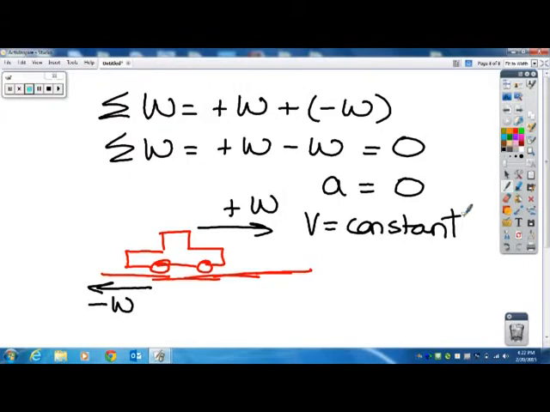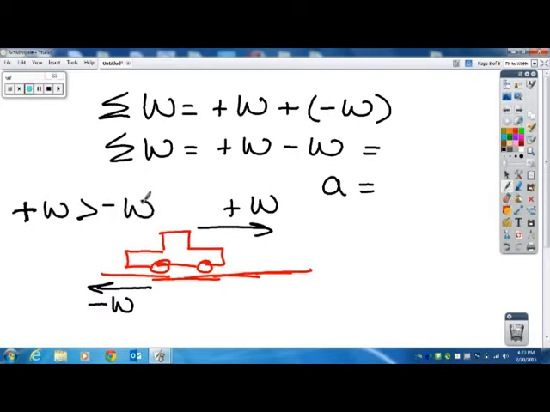However, if the positive work is greater than the negative work, if the positive work, the energy that's being given to the system, is greater than the negative work, the negative energy that's being taken out of the system, then the net work will be positive. That means that the object will accelerate. So the net work is positive and the acceleration will be positive also.